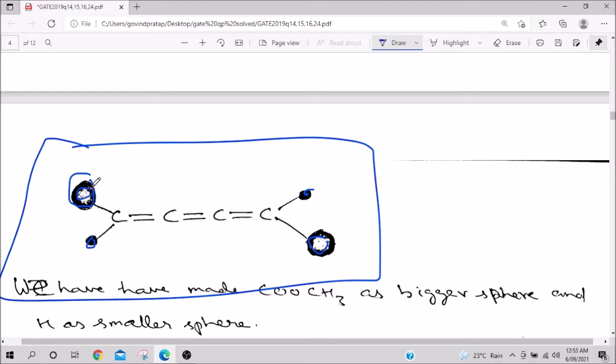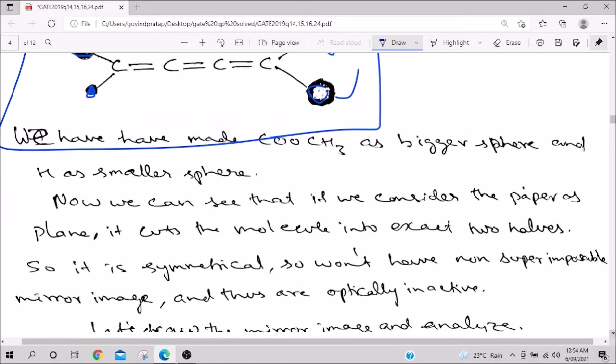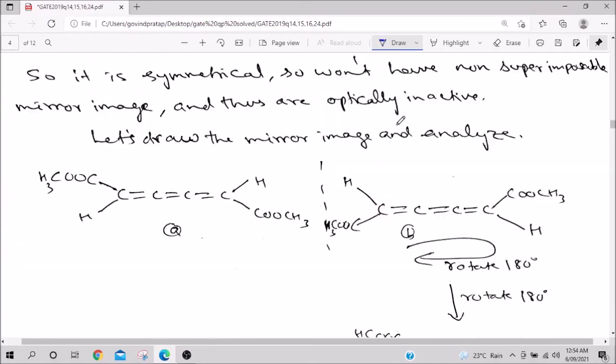So this big sphere is cut into two. Identical half is in front of the screen, identical half is behind the screen. Similarly, this smaller ball also, identical half is front and identical half is behind. Same way this, same way this. So this is basically symmetrical. So you can even draw the mirror image and see that they will be superimposable on each other. So this is the mirror image, what it will look like.